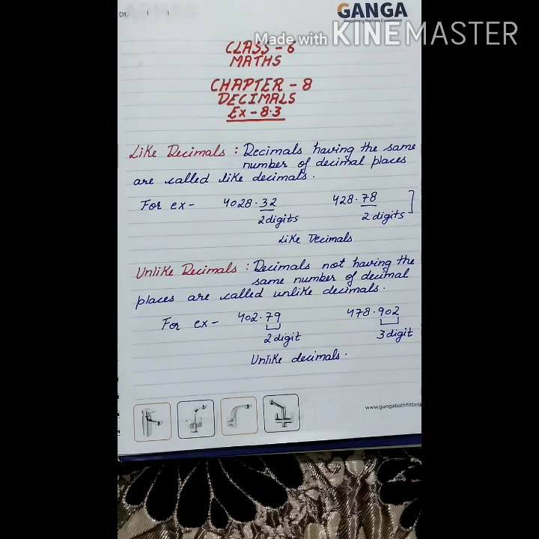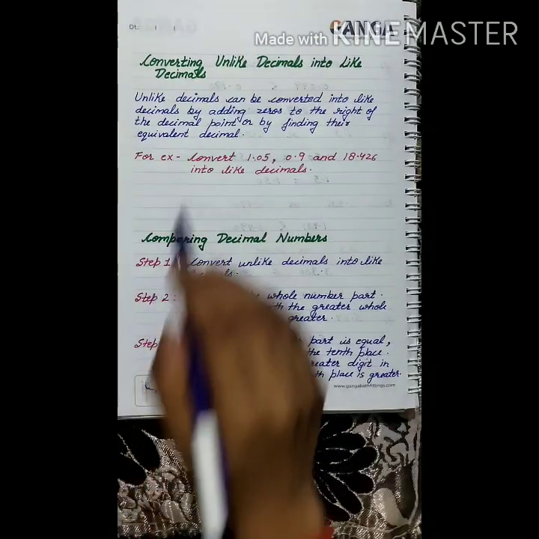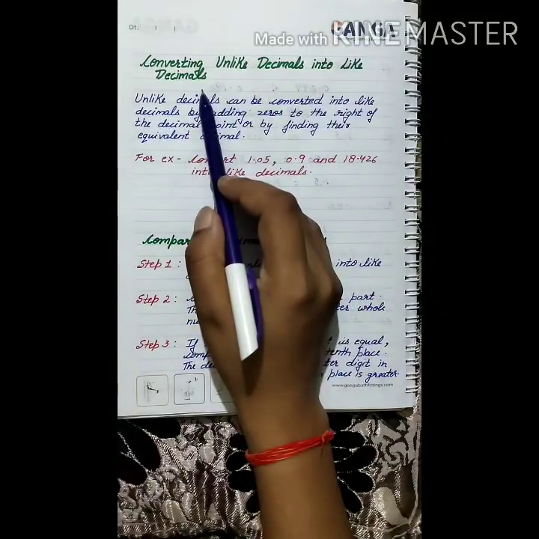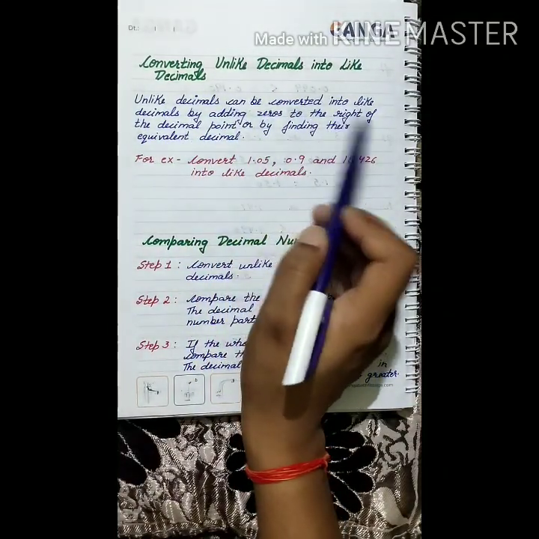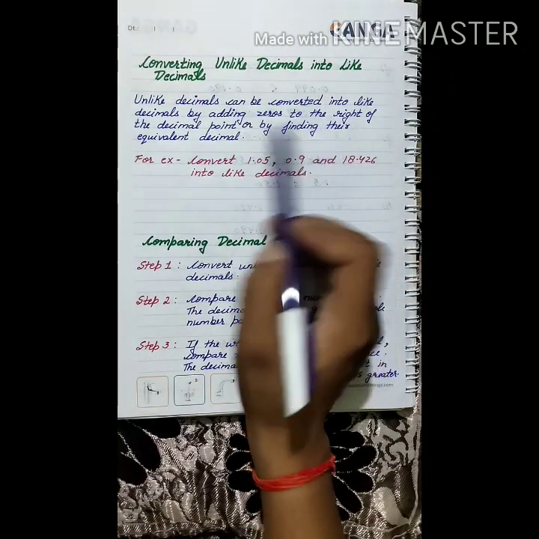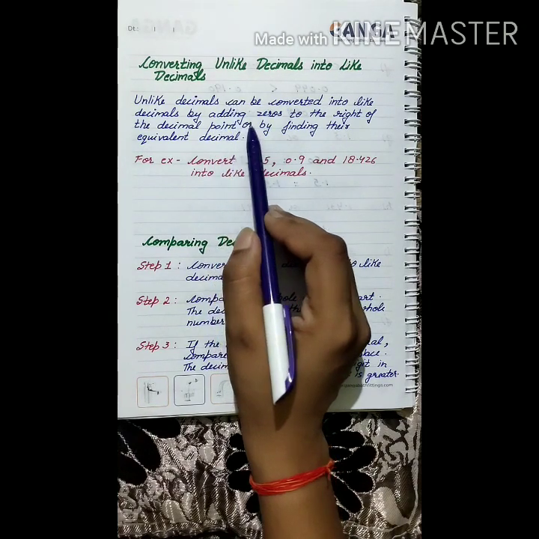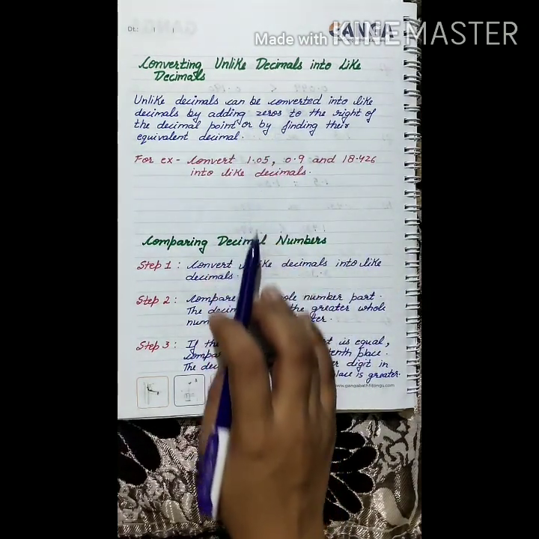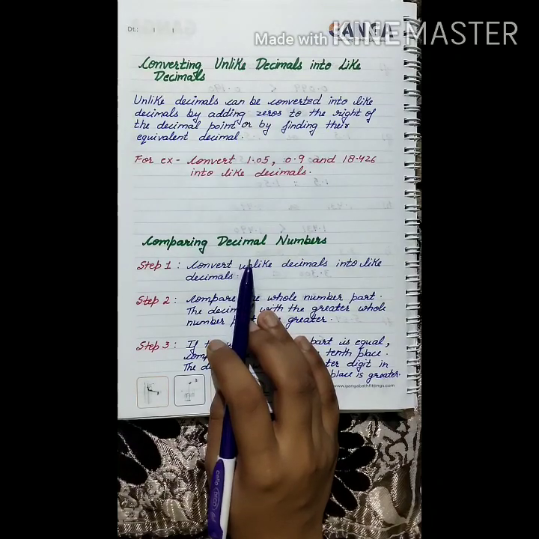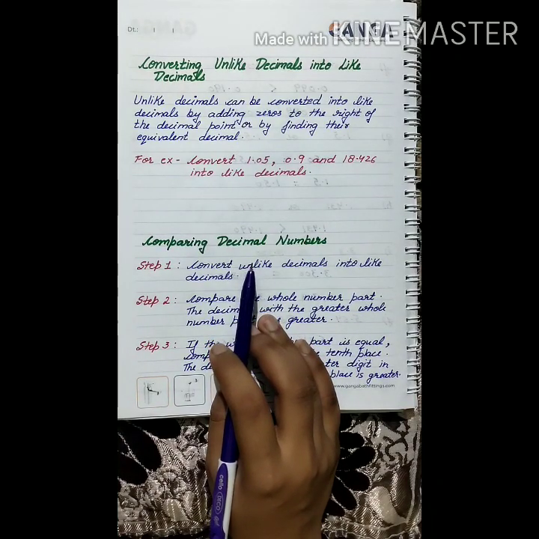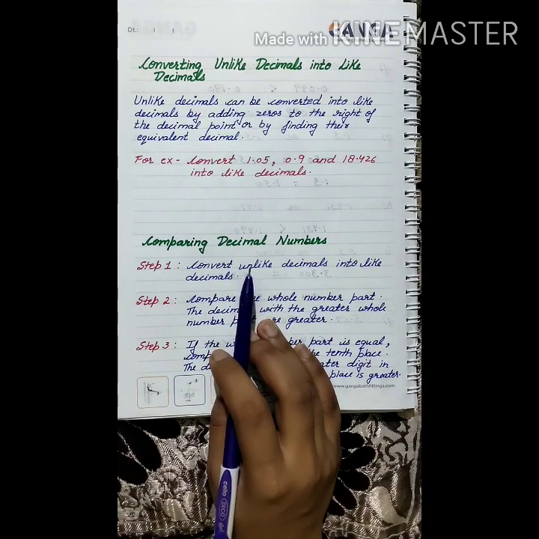In simple words, we can say that decimals having the same number of digits to the right of the decimal point are called like decimals, and decimal numbers having different numbers of digits to the right of the decimal point are called unlike decimals. Now let's understand converting unlike decimals into like decimals. Unlike decimals can be converted into like decimals by adding zeros to the right of the decimal point, or by finding their equivalent decimal. Here I have written by adding zeros to the right of the decimal point. That means we can write or remove 0 at the end of the decimal only because it doesn't change its value.